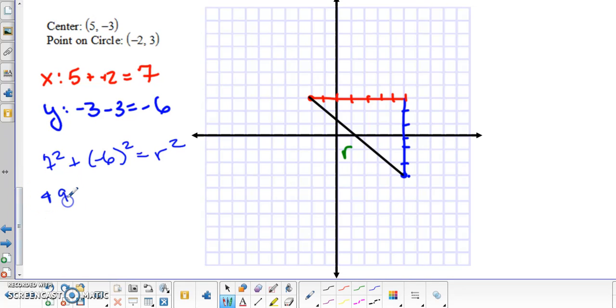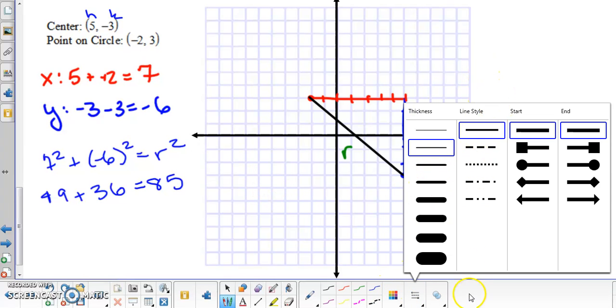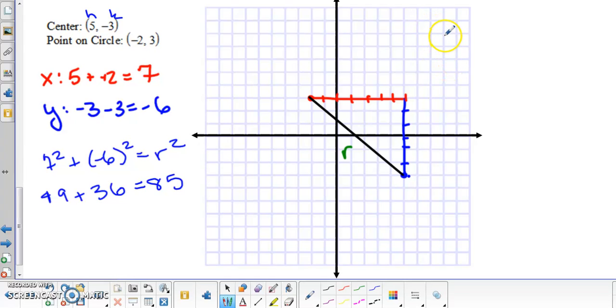So I have 49 plus 36, and that's going to get me 85. So now I have my r squared, I have my h, I have my k. I'm going to take this information and put it in that formula that I should have down pat by now. I've got x minus h, so x minus 5 squared, plus y minus k, so y minus -3, so plus 3 squared, and that equals 85. Done.